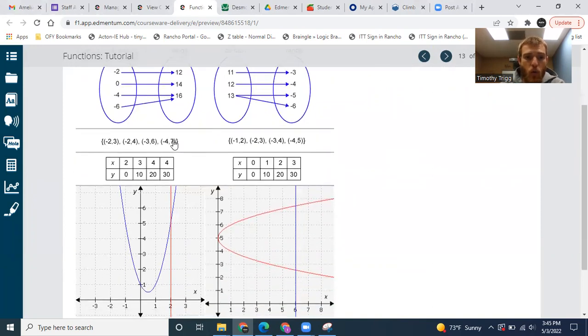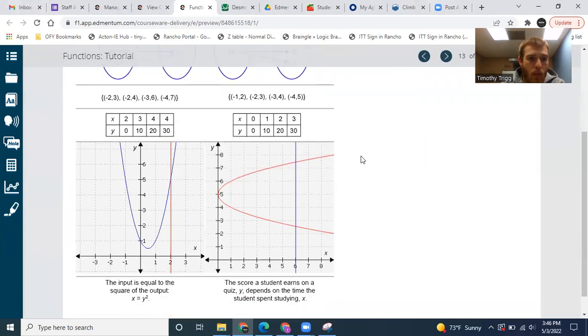Similarly, when we look at these coordinate points, I can see that this set of coordinate points is not a function because you see -2 has an output of 3, and it also shows -2 has an output of 4. So that same input has 2 different outputs. So that's not a function, okay? Whereas this one is a function. Each input has an output, okay?